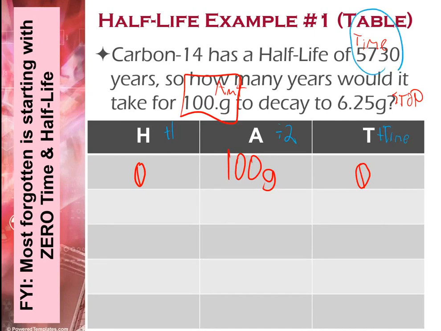In this case, our time is right there, 5,730 years. But you might be like, Mr. D, well, which column do I start with? You're going to use the stop to set how much you need. So my stop is 625 grams. So I'm going to start with my amount column.